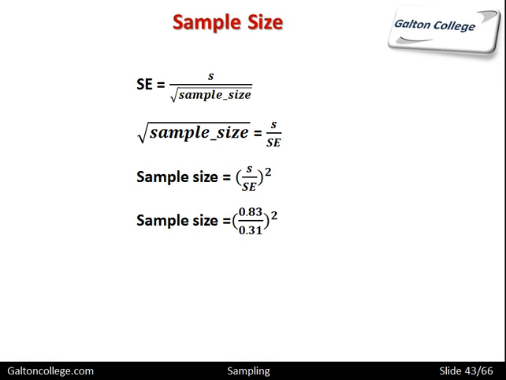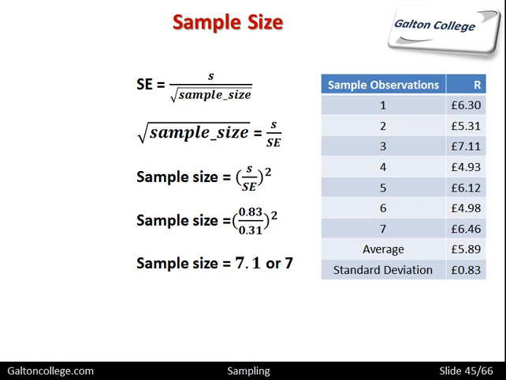So if we now put in the figures we had, we know the standard error is 0.31, and we know the standard deviation of the sample, 0.83, and we square that fraction, then we get 7.1 or 7. We had 7 in the sample, so it's not surprising. So there is a way of working out the sample size from the formula as well.